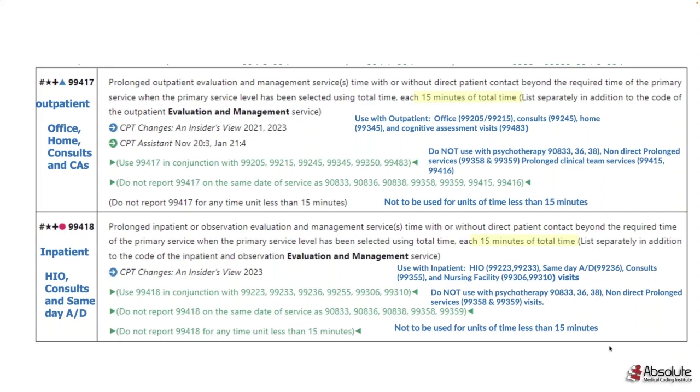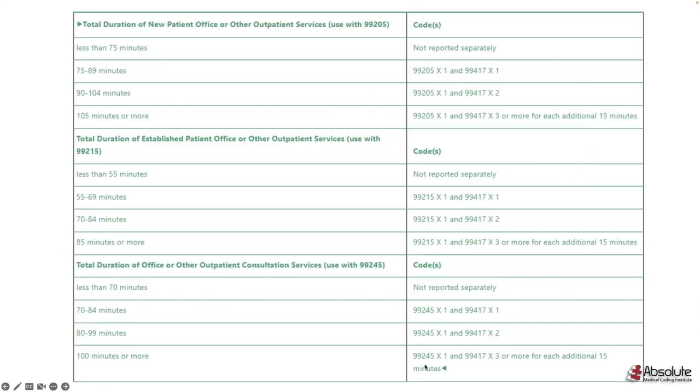I'm not finished. All right, so I got to show you a chart. Let's go ahead and chunk the chart. All right, so this chart is for the office and outpatient services. There is no chart for inpatient. So just make sure that you understand that the top part is for new patients, the middle is for established patients, and the bottom is for outpatient consultations.